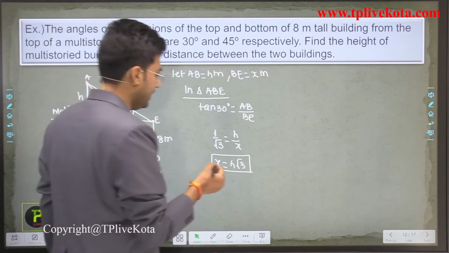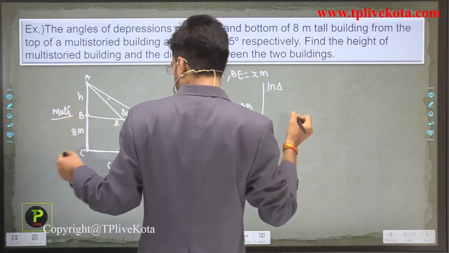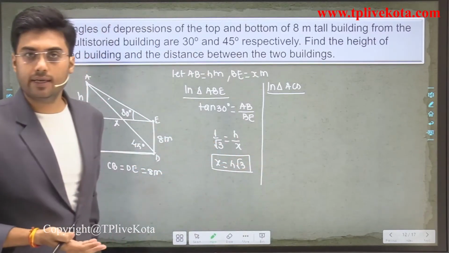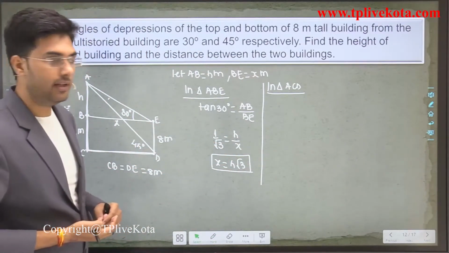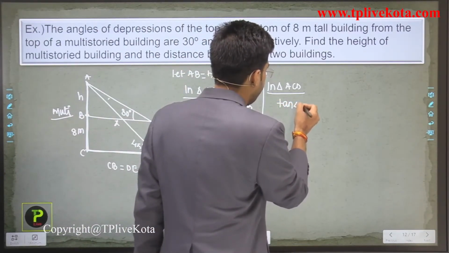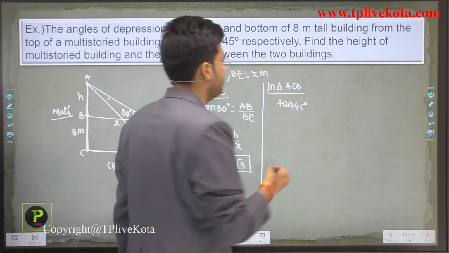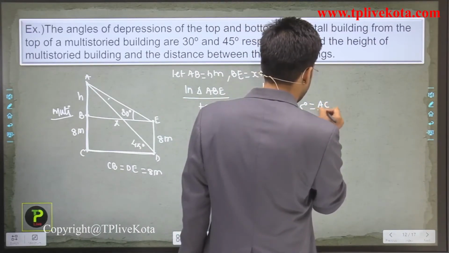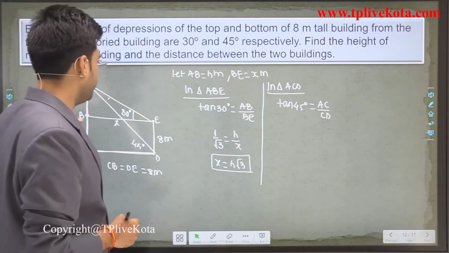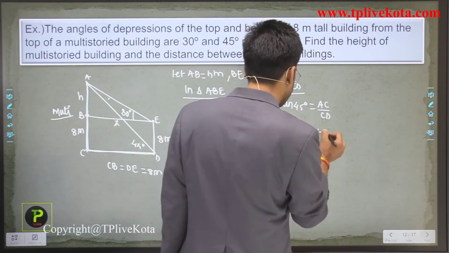Now in triangle ACD, this is also a right angle triangle, and we have this angle 45 degree, so we apply tan 45 here. Tan 45 degree is AC divided by CD. Now AC is H plus 8, and tan 45 is 1. So H plus 8.